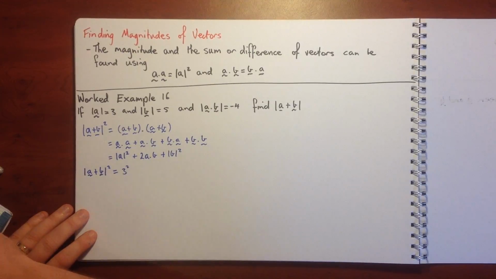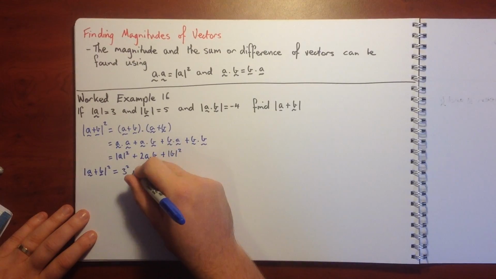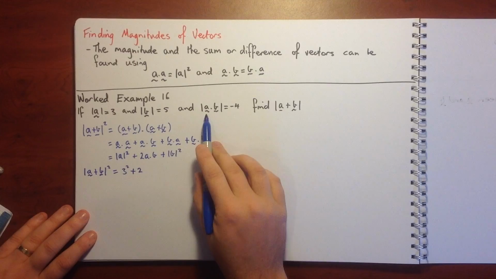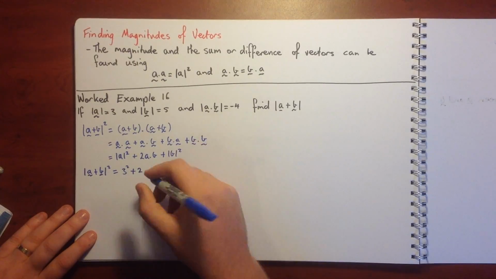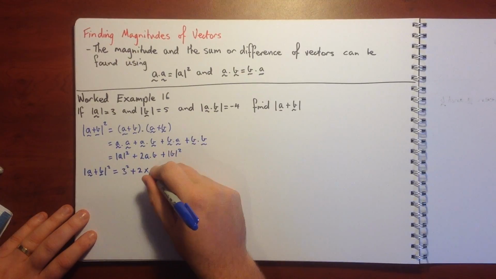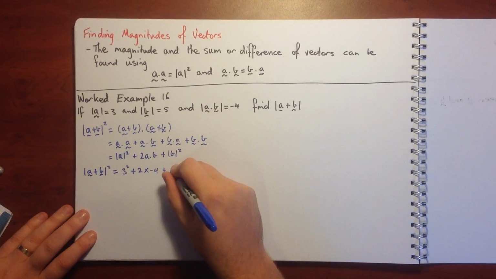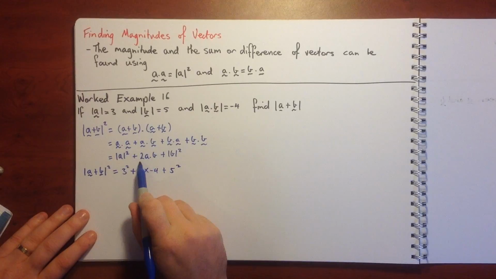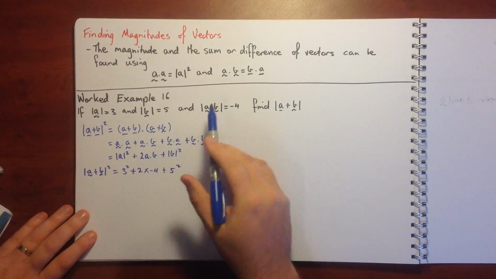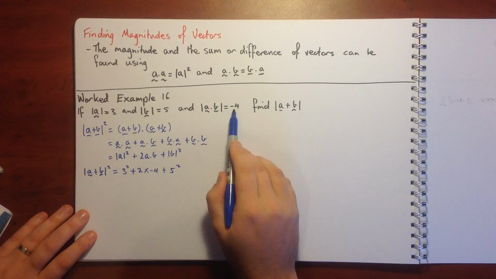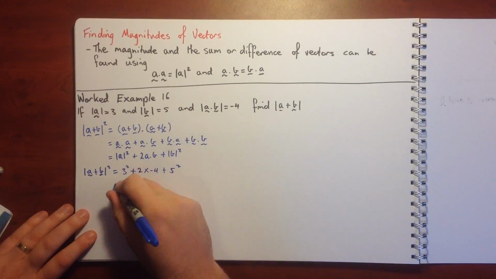Let me just double check. Oh yeah, we know a dot b is negative 4, and we've got two lots of it. So 2 times negative 4, plus the magnitude of b squared, which is 5 squared. Sorry about that. So 2 times a dot b, well, we know a dot b is negative 4, so that's why we put in our negative 4 there.